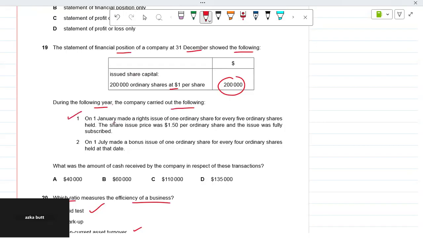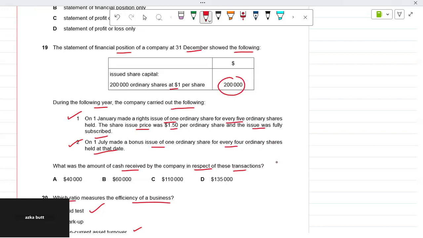Number 1. On 1st January, made a rights issue of 1 ordinary share for every 5 ordinary shares held, and the share issue price was 1.50 per ordinary share and the issue was fully subscribed. On 1st July, made a bonus issue of 1 ordinary share for every 4 ordinary shares held at that date. What was the amount of cash received by the company in respect of these transactions?